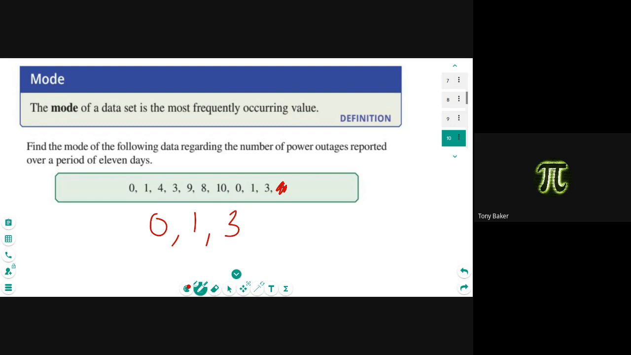Mode is also the only one that you can have multiple answers for. Everyone that appears most often would show up there, unless they all appear the exact same number of times. So if they all appear once, I have no mode. If they all appear twice, I have no mode. If they all appear twice except for one number, and that number only appeared once, every other number is a mode except for that one that appeared once. So mode is weird like that.